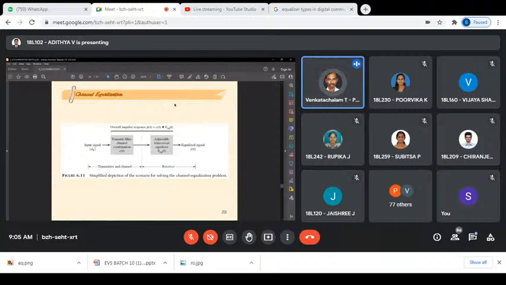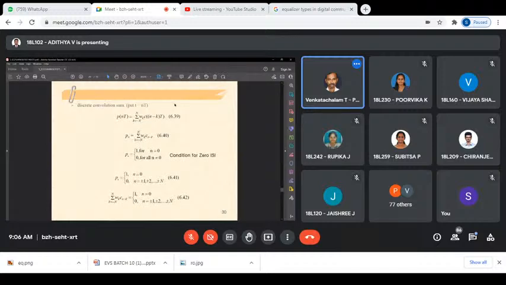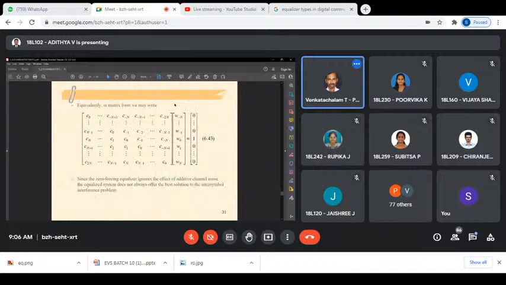So they have gone for the block diagram representation. This we have seen already. Let us not worry about these equations. Yes, we spoke about the zero forcing equalizer. It is about the coefficient matrix for the zero forcing equalizer.